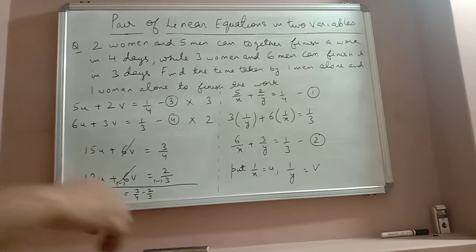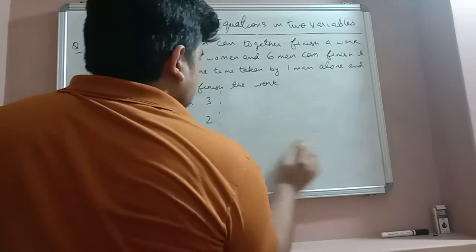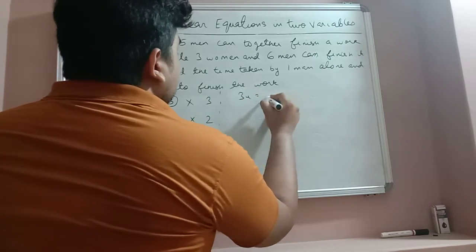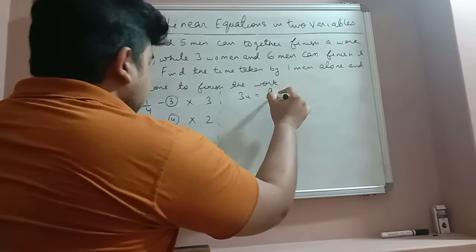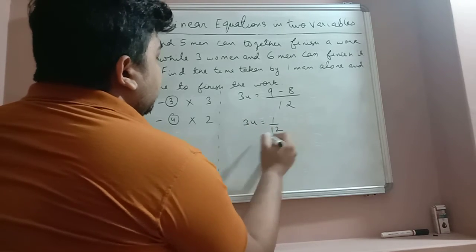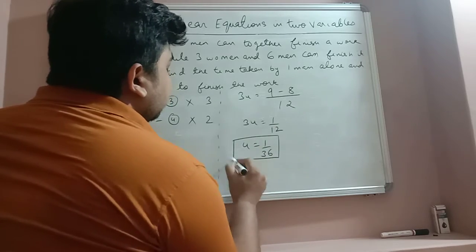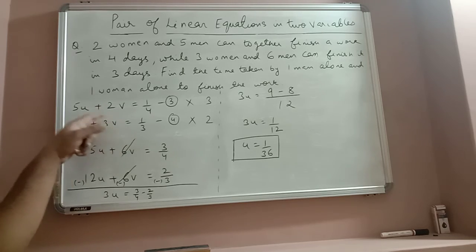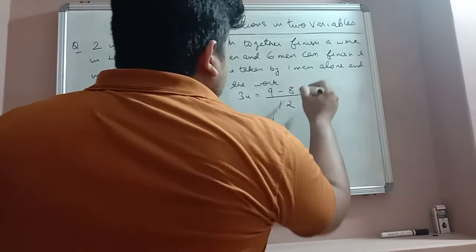Now let's solve this further. We have 3u equals, let us take the LCM of 4 and 3, so that will be 12. This will become 9 minus 8. So 3u equals 1 by 12, or u equals 1 by 36. Now since you have got the value of u, you can use any of the third and the fourth equation in order to get the value of v. So let's take up the third equation to get the value of v.